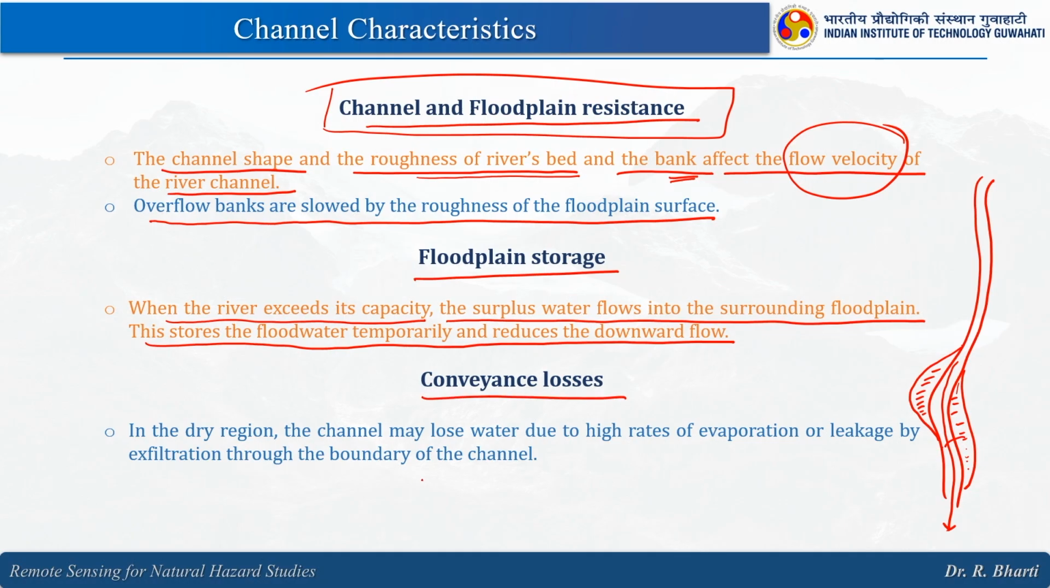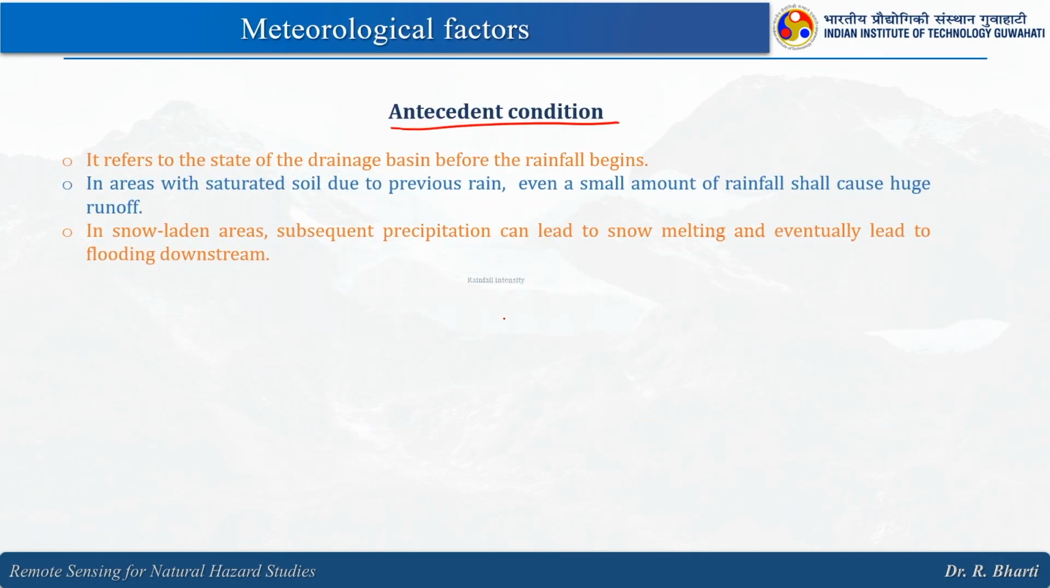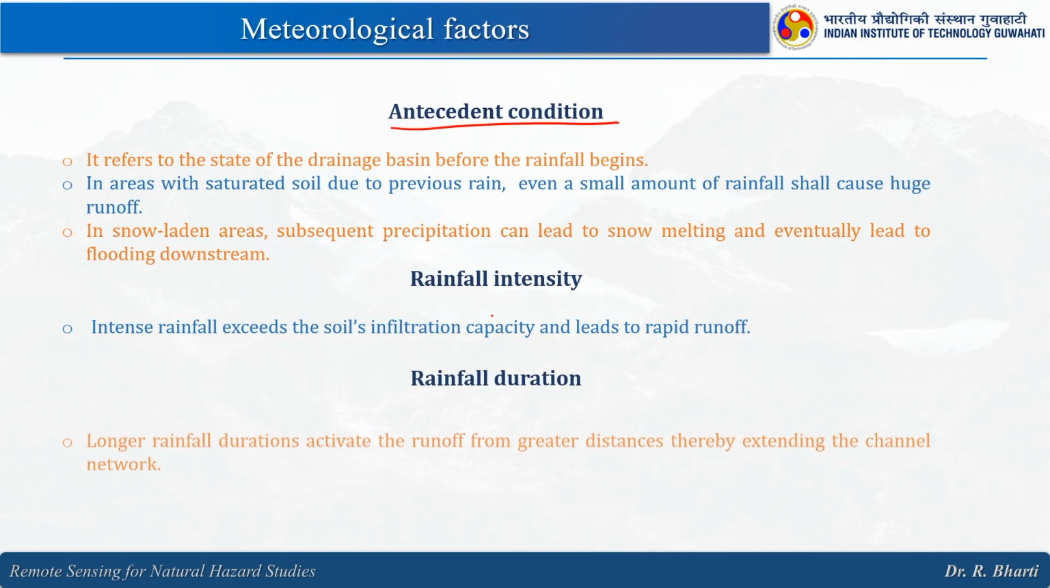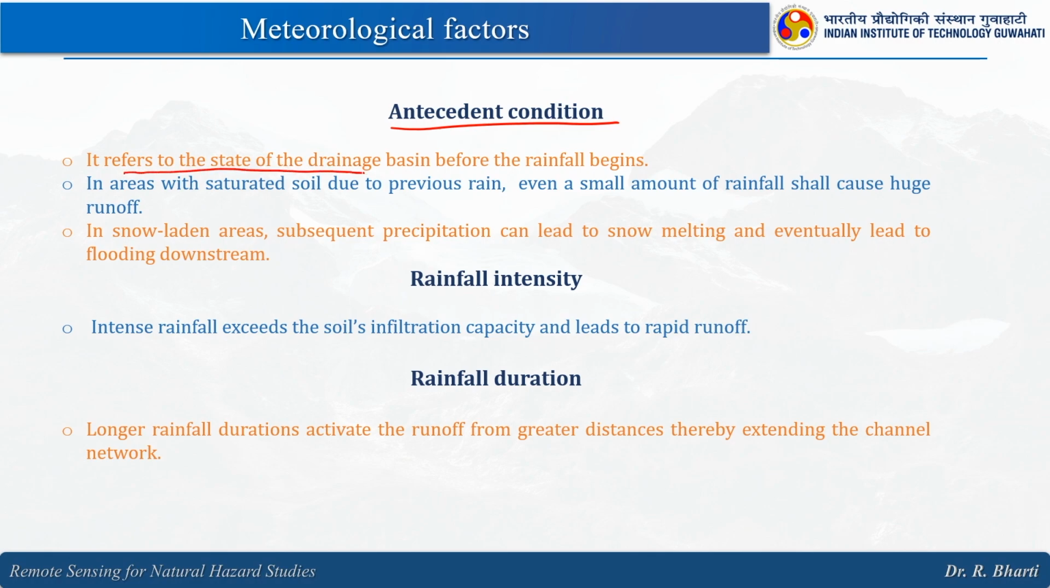Then conveyance losses. In the dry region, the channel may lose water due to a high rate of evaporation, then leakage by exfiltration through the boundary of the channel, right. So, there may be some other areas which are getting fed by this water. Then antecedent condition, it is basically antecedent moisture condition. It refers to the state of the drainage basin before the rainfall begins. In areas with saturated soil due to previous rain, even a small amount of water shall cause huge runoff.